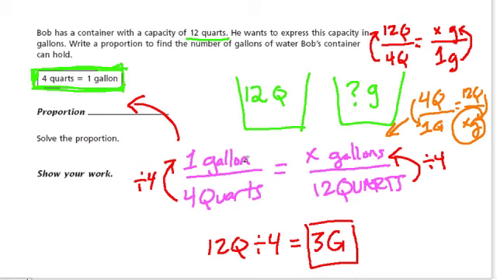And you can keep setting up different proportions, but whatever one comes to mind, as long as it matches. In other words, in my first proportion, in the numerator in both cases, I have the gallons, and in the denominator, I have the corresponding quarts. I couldn't put the 4 quarts here, right? Because, in fact, this 4 quarts corresponds to the 1 gallon. That's the ratio right there. And the 12 quarts has to correspond to the mystery number of gallons. So just make sure that the pieces of your proportion correspond.